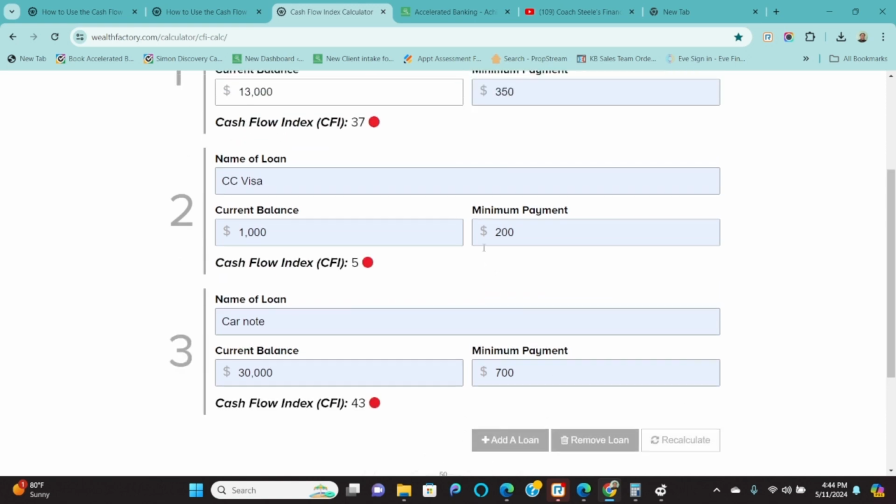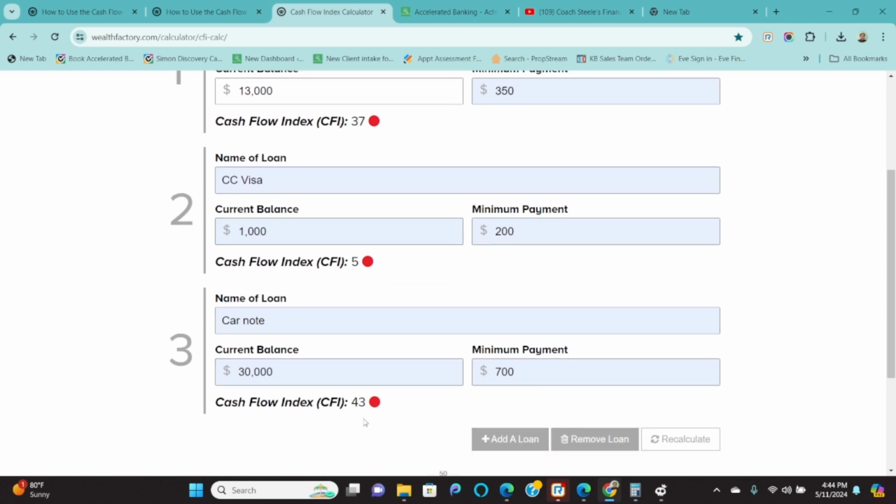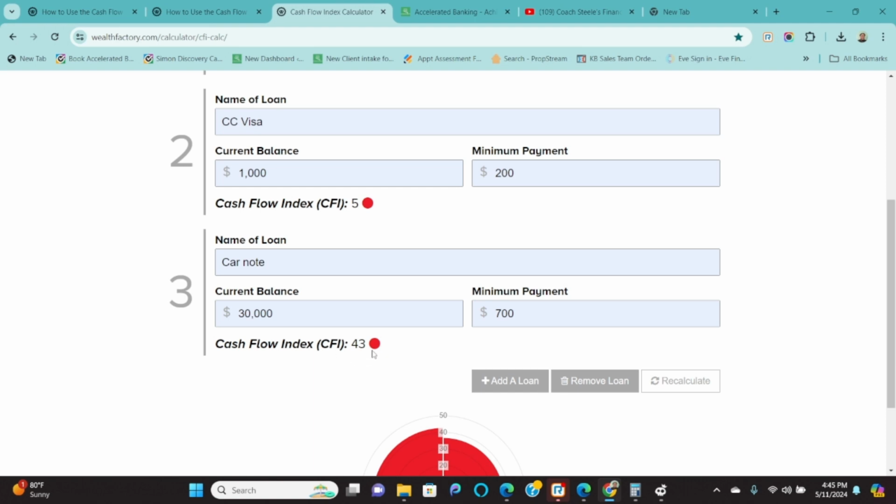Now, when we recalculate, this is pretty cool. We see that the American Express card cash flow index number is 37. The Visa is 5 and the car note is 43. So which one do we attack first? Anybody? Well, if you said the lowest number first, which is the Visa, then you are correct. We're going to attack that Visa first. It is the lowest number, then the American Express, and then the car note.